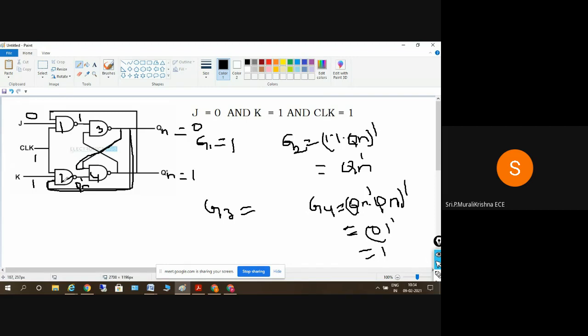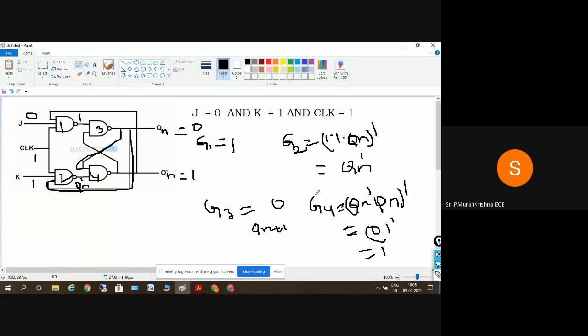So here 1 into Qn whole bar will be giving the value of Qn bar here. So Qn bar into Qn will give the value of 0 here. So the complement of 0, 0 bar, is 1 here. So we got Q of n plus 1 is equal to 1. When this is 1, obviously this is equal to 0 here. So G3 will be equal to 0. So Q of n plus 1 is 0, Q bar of n plus 1 is 1 here. Clear? Yes, sir.